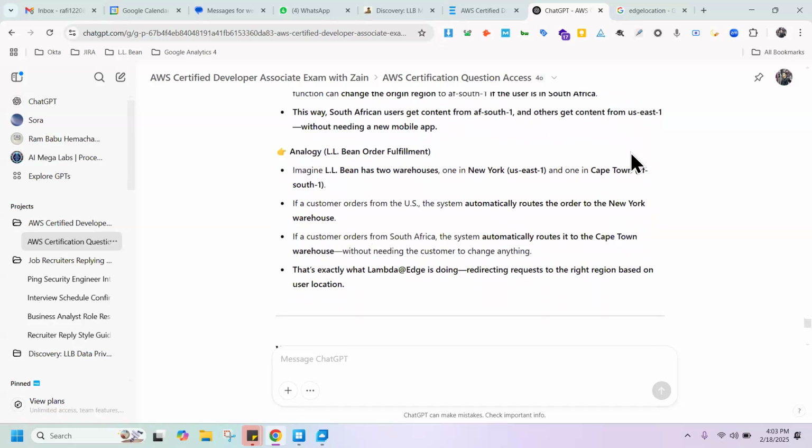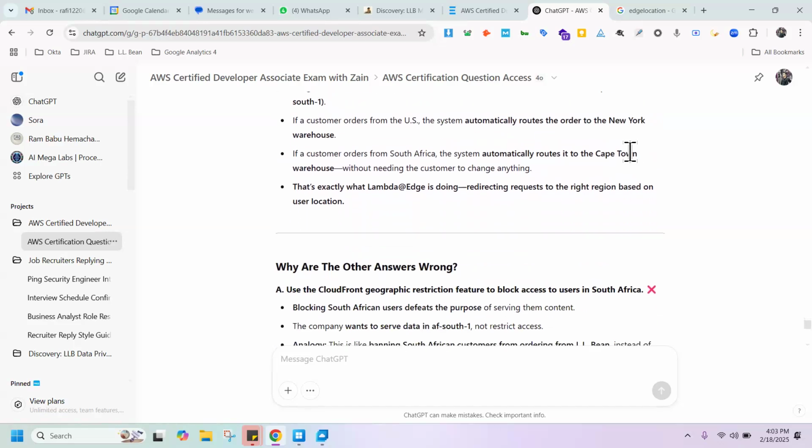Analogy, order fulfillment. Imagine L.L.Bean has two warehouses, one in New York and one in Cape Town. If a customer orders from the US, the system automatically routes the order to the New York warehouse. If they order from South Africa, it goes automatically to the South Africa warehouse without needing the customer to change anything. That's exactly what Lambda Edge is doing, routing requests to the right region based on the user location.